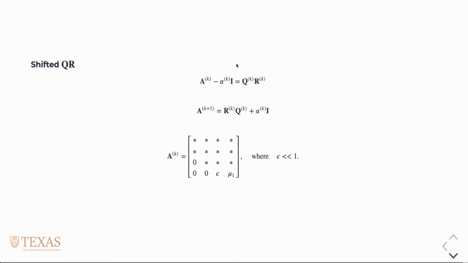The other thing we can do to speed up the QR method for solving for the eigenvalues is to start with a tridiagonal matrix. So it turns out that the QR decomposition takes on the order of n cubed. However, if we start with a tridiagonal matrix, we can do it in order n. And so therefore, the combination of the shifted QR plus starting with a tridiagonal matrix can give us very fast convergence to the eigenvalues.